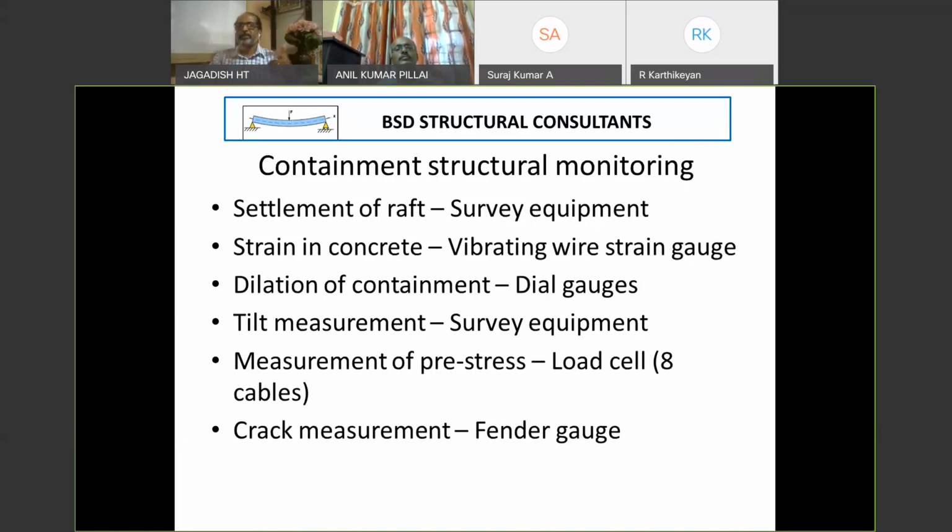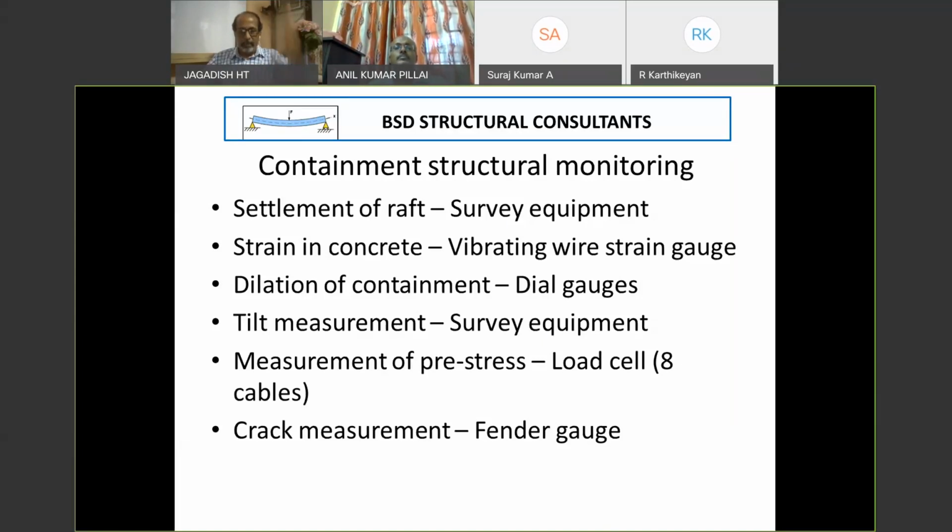So to ensure that none of the cables are getting overstressed, we measure the pre-stress in the cable. But we cannot measure in all the cables. So we select 8 cables which have been kept symmetrically all around in the wall, and we install load cells between the bearing plate and the anchorage unit. We install a load cell in the stressing gallery and we monitor the stress in the cable. The last is the crack measurement. If at all crack is visible on the containment wall, then we use a feeler gauge to measure the crack.